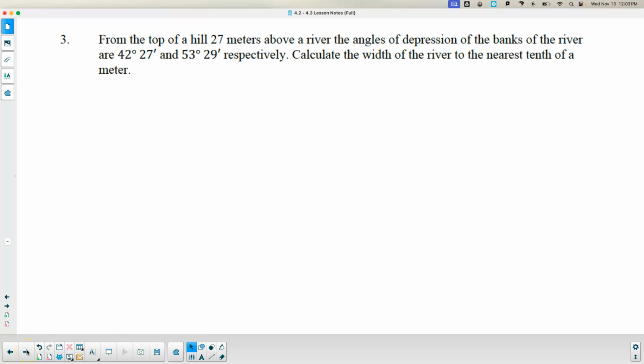Okay? So we had this one problem left over from angles of elevation and angles of depression. I'm going to give you 5 minutes-ish, maybe closer to 4.5 minutes, depending on when I decide to start my 4-minute timer. And I want you to figure out how wide the river is. Okay? Go.